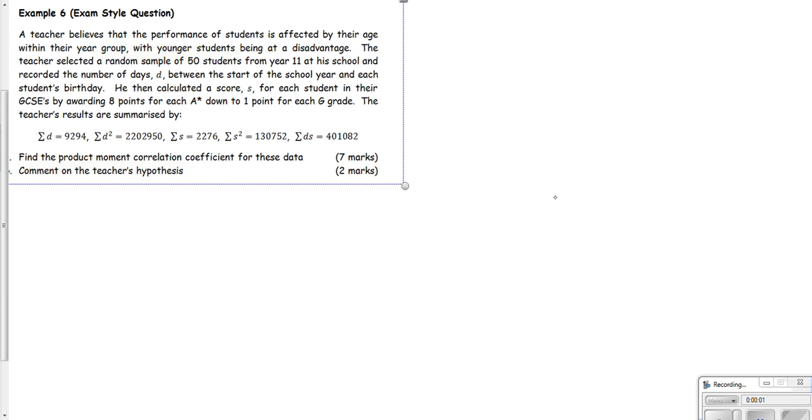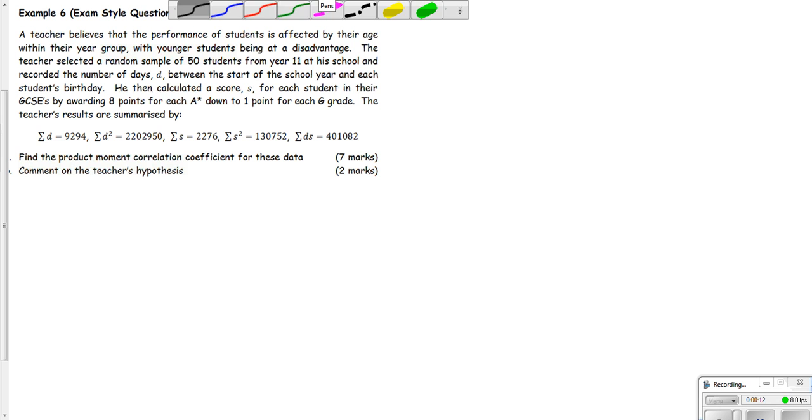Calculation example 6. In this example, again, it's an exam style question. We've got a teacher who believes the performance of students is affected by their age within the year group. So you may sometimes hear on the news people talking about summer births and how being born towards the end of the academic year in July or August is a disadvantage academically.